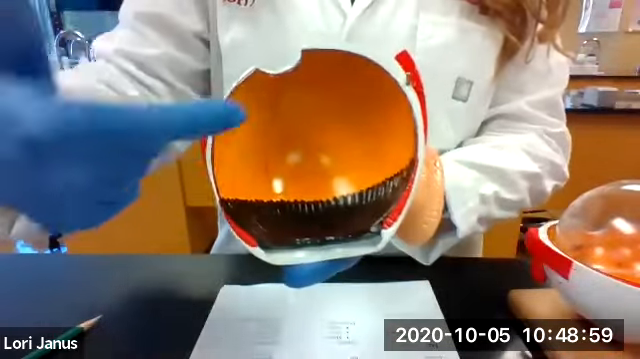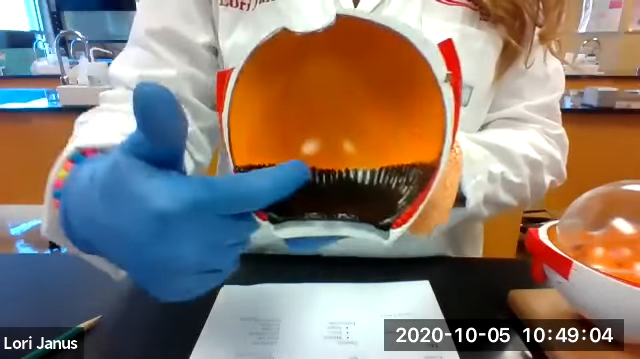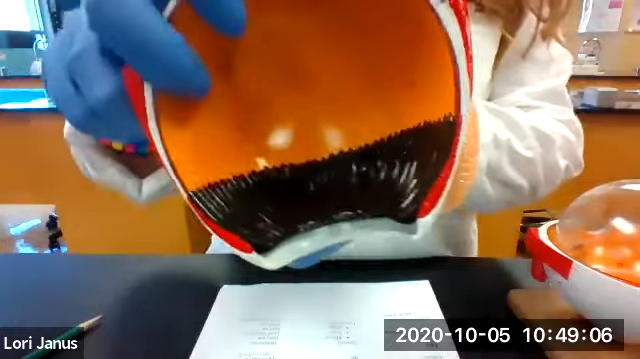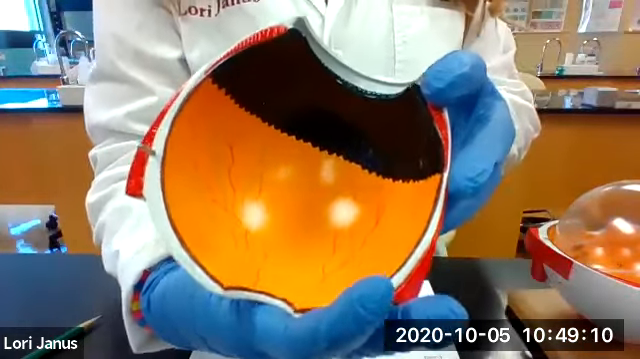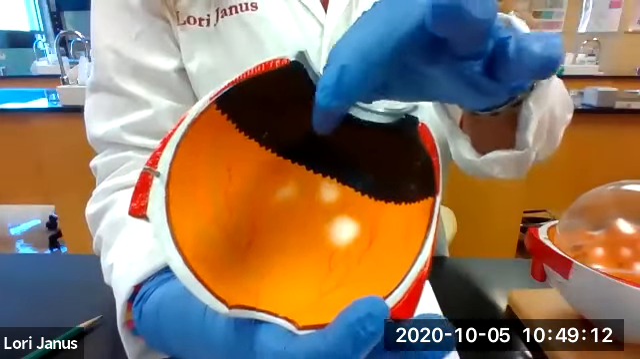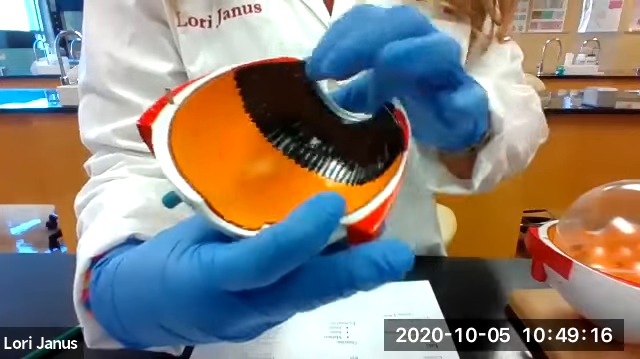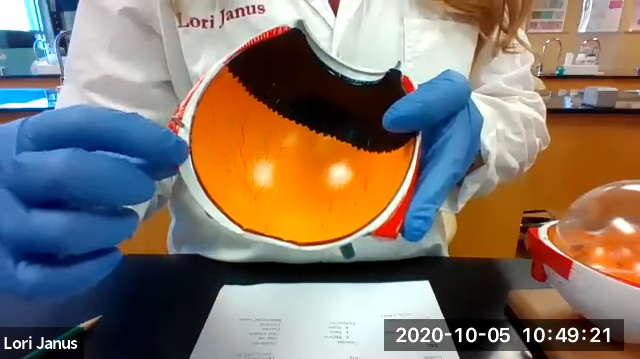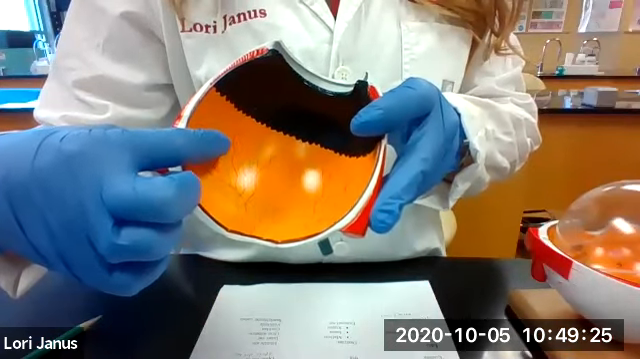On the inside, you can see the retina, more of a yellowish color, but the retina is back here. This looks like the gills of a mushroom. That's going to be your ciliary body or ciliary muscle. It's part of the choroid. The choroid on this model, you can kind of see the outline of it. It's that dark brown. It's going to be behind the retina.